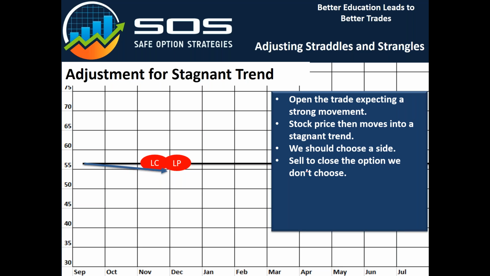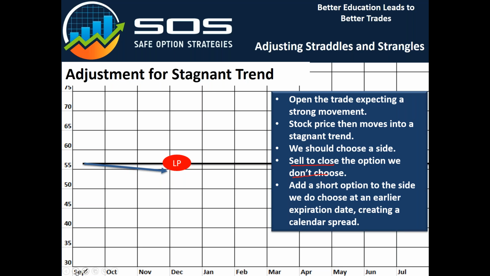Whichever side we choose, one of the adjustments we can make to a straddle or strangle is to sell to close the one that we don't choose. When I say choose, what we're really doing is choosing which option we're going to leave open, and then closing the other option. Whichever side we leave open, we're then going to add short options to that side at an earlier expiration date, and we may be at the same strike price, a higher strike price, or a lower strike price. We're going to create some type of a calendar spread.